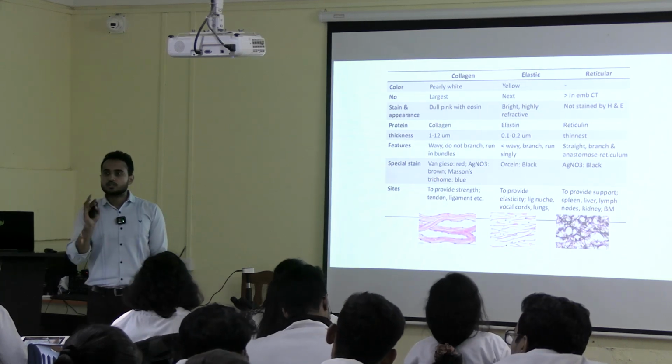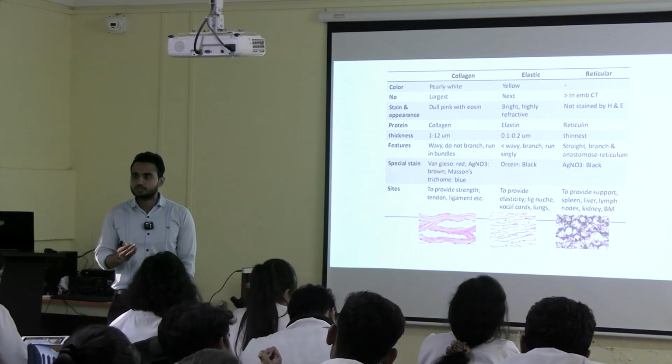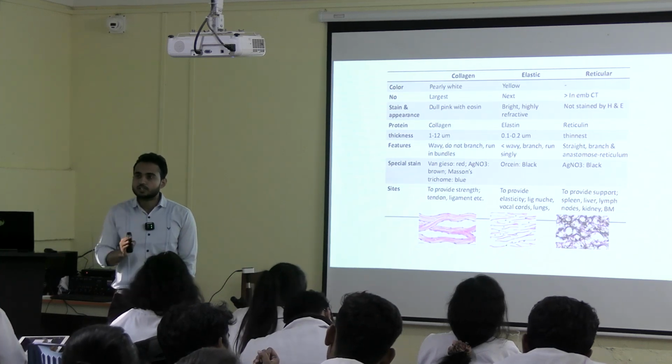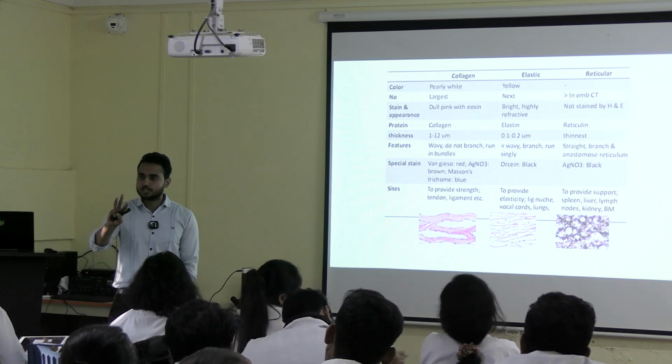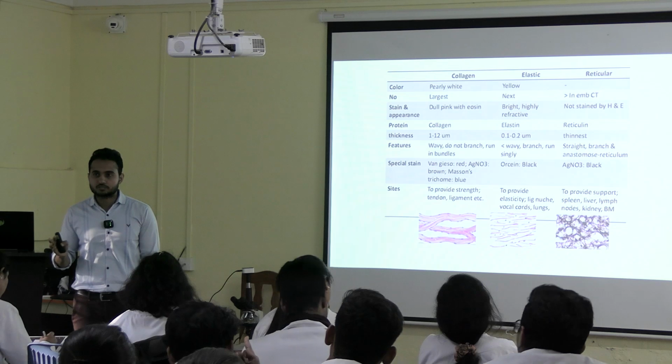So today, what we have discussed: first we have seen what is connective tissue, the definition of connective tissue, and the components of connective tissue. Then in the components of connective tissue we have seen that 3 components are there. So what are these 3 components? Cells, fibers and ground substance.